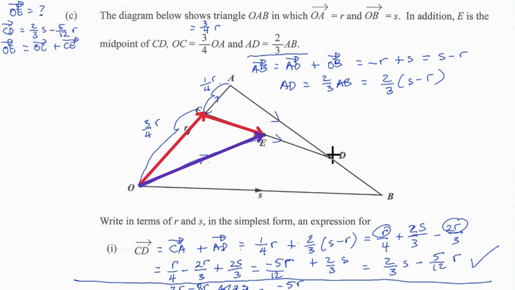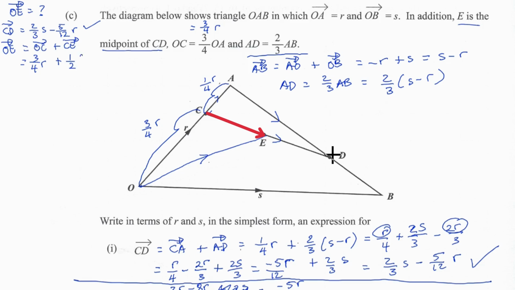But again, remember, we need to write these in terms of R and S. So let's look at OC. Do we have that already in terms of R and or S? Yes, we do. We know that OC is equal to 3/4 R. So now we just need to find CE. So how do we do that? If you remember, the question also told us that in addition, they said E here is the midpoint of CD. So that means E is smack dab in the middle of CD. So if we know CD, which we do, because this is what we found up here, CE would be exactly half of that.